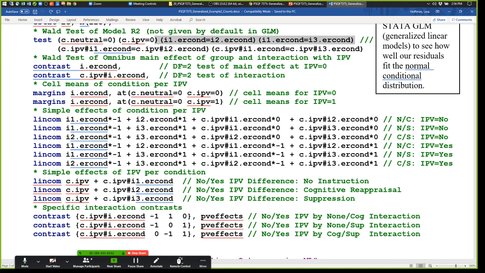So if you have a categorical variable with like 15 slopes, yes, and then you gotta type a lot. Yeah, type a lot.